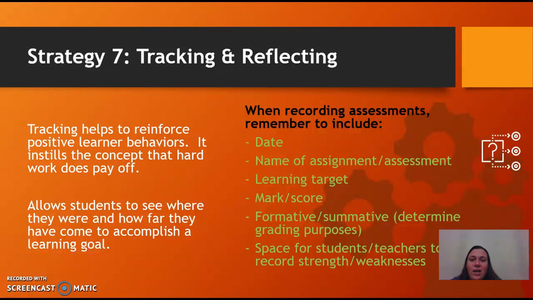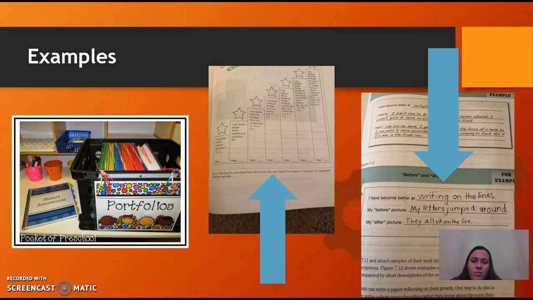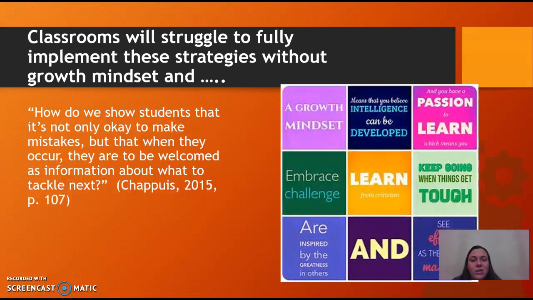Strategy 7 is the tracking and reflecting. This is where they're able to track their success and then talk about it. There were some great ideas from the book that really worked with a primary level that you can see here. Portfolios was another example, which really leads to a great conversation between teacher and student, that conferencing mindset.